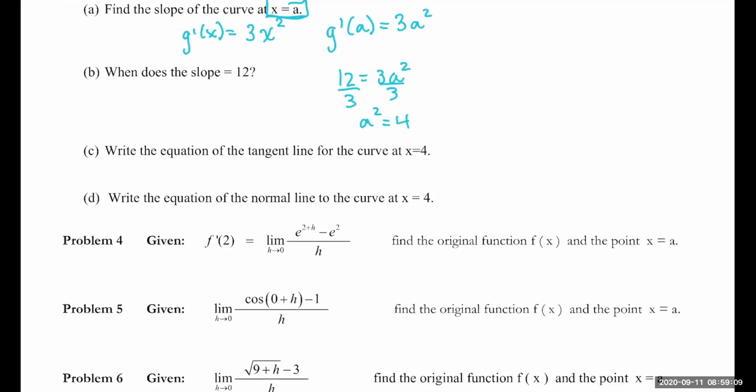So good. And you solve for it the rest of the way and you take a square root. So how many possible answers do you get when you guys take a square root? Good. Plus or minus 2 is your solution. And again, this is asking for when the slope is equal to 12, not for finding the slope at 12. Okay, so it's the y value is equal to 12.